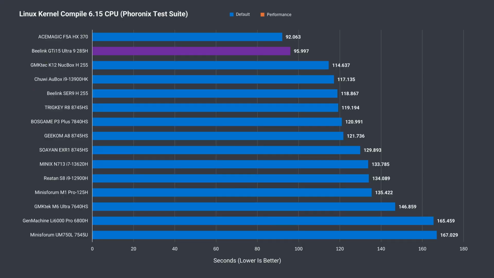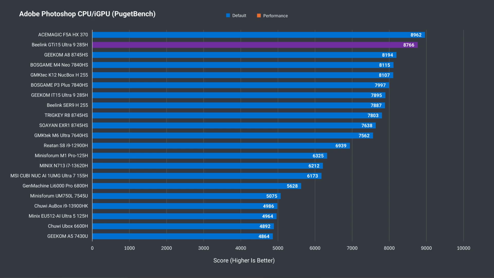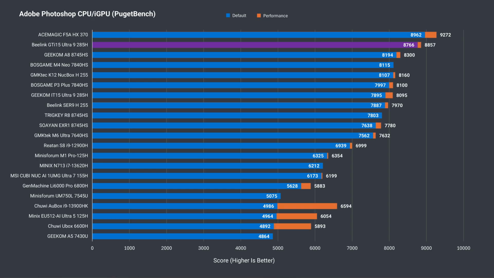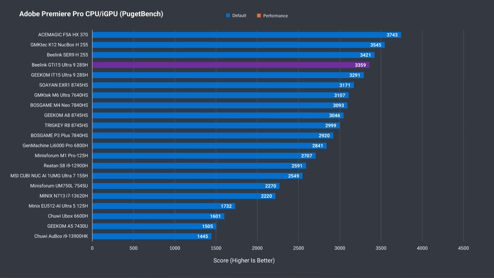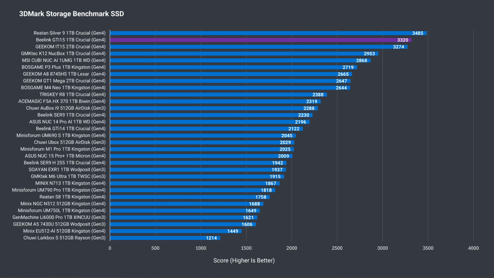Beelink's GTi 15 Ultra performs very well at compiling code. With performance mode, it just takes the win from the Ryzen HX 370 result. In Adobe Photoshop, Beelink's Mini doesn't manage to snag the win, but it is the fastest Intel Mini PC on the chart. However, in Adobe Premiere, it's a beast in performance mode, taking numero uno spot and makes for a great video editing workstation. The included Crucial SSD is fast and one of the best that we've seen.